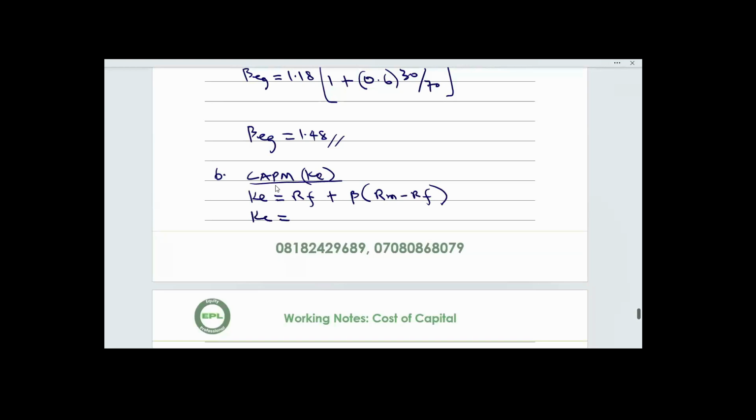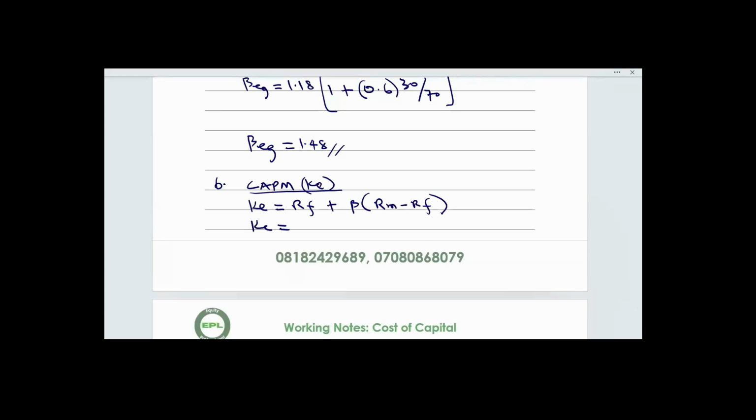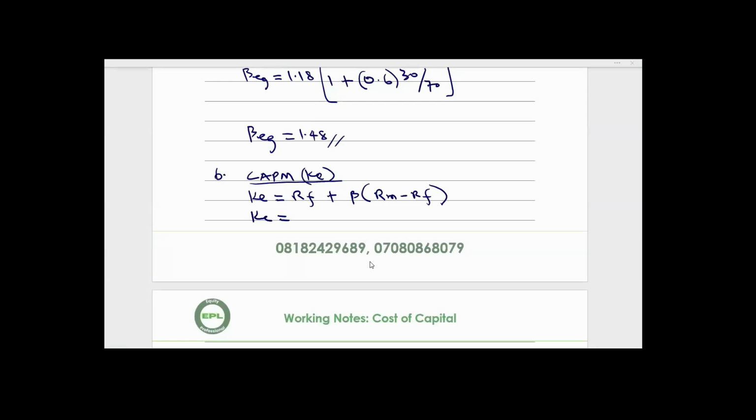What's the risk-free rate of return? According to the question, you are told that the rate of return on short-dated government stock is 4.5. Government security, I told you that risk-free rate of return is the rate of return associated with government security. So you have been given short-dated government stock rate of return to be 4.5%. That's the risk-free rate. So risk-free rate of return is 4.5 plus beta of 1.48. That's the beta we got in step 5.